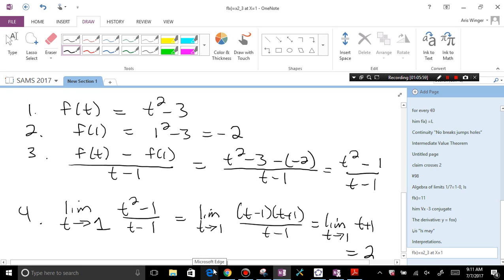Please. I have a question. Instead of writing the limit as t tends to 1 of t plus 1, can I write the limit of t minus 1 times t plus 1 over t minus 1, cancel, and then go straight to the answer? Oh no, that's fine. I'm just not a big crossing out person.